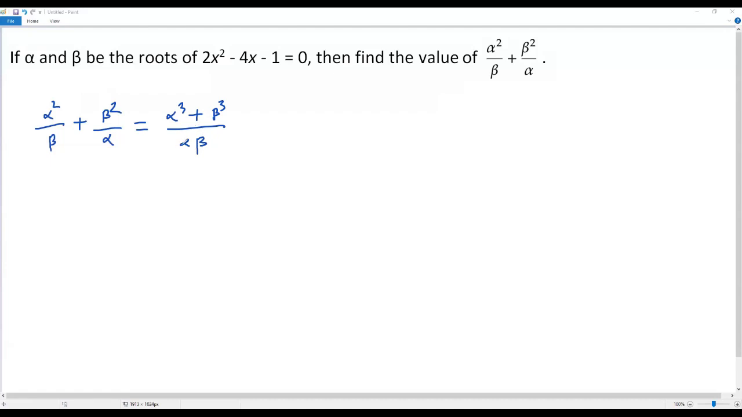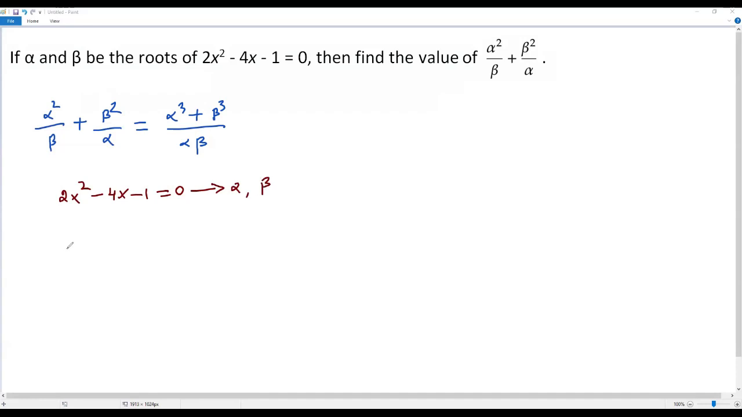Now my aim is to get the value of this alpha beta and this alpha³ + beta³. For that, we have to use other information in the question, that is, alpha and beta are the roots of the quadratic equation 2x² − 4x − 1 = 0. Now let me take this equation as it is. That is 2x² − 4x − 1 = 0. So for this quadratic equation, we have the two roots alpha and beta.